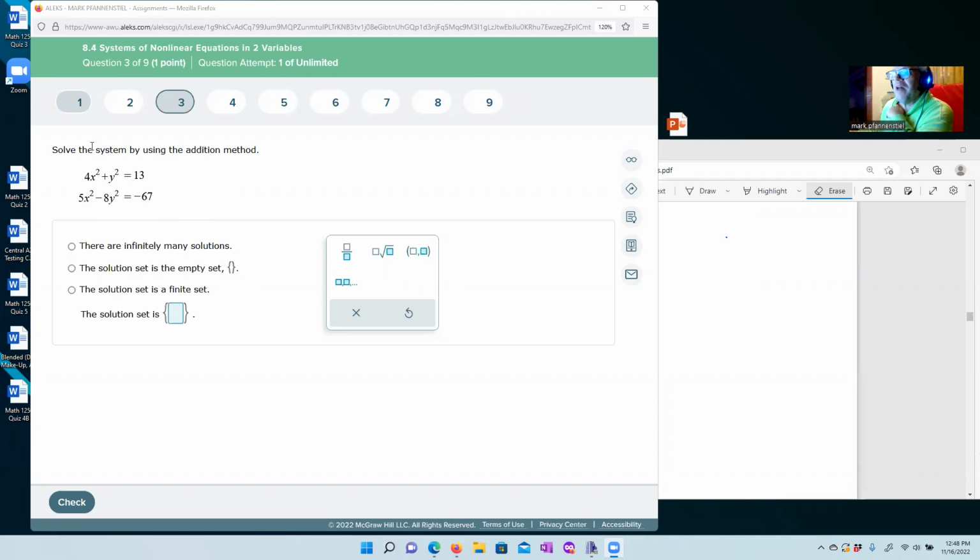When I'm looking at this, they don't ask us to graph this. When I'm looking at this system, we've got something that looks like an ellipse because both x and y are squared and equal to something. We can divide by 13 and get an ellipse here. I hope you guys can see that.